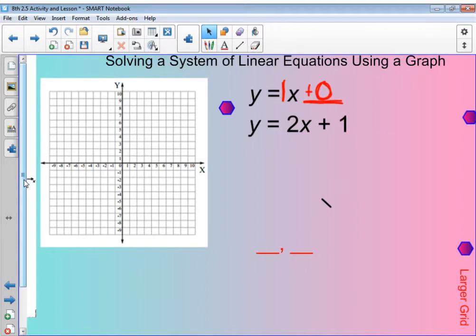So go ahead, pause your video, and work your way through this equation, graphing your lines. Make sure you're using a straight edge so that you can see where they intersect. So go ahead and work through these 2 equations and get them graphed, and then find your x and y where your lines intersect.